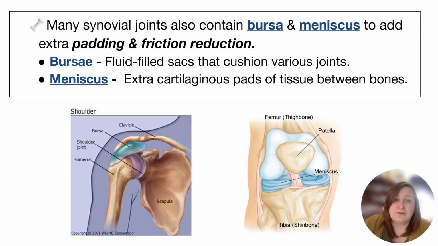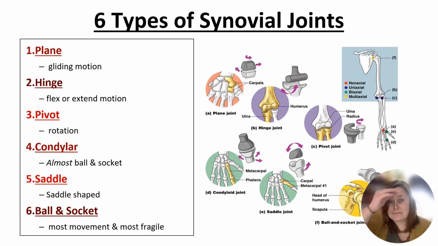So many synovial joints are also going to contain bursa and meniscus to add extra padding and friction reduction. Bursa are going to be like fluid-filled sacs that are going to cushion the various joints. And meniscus are going to be like extra cartilaginous pads of tissue between bones. So you have meniscus in your knee. If you've ever torn a knee meniscus, you're very familiar with just how different your knee can feel when these little pads are a little bit damaged.